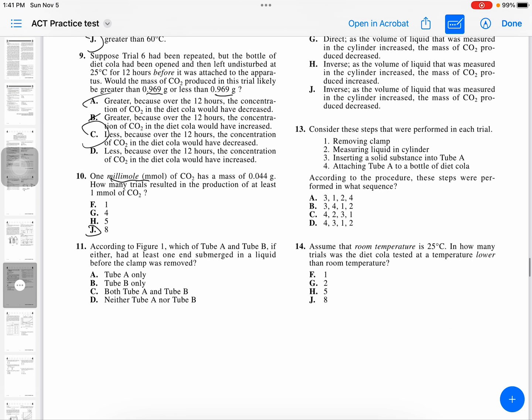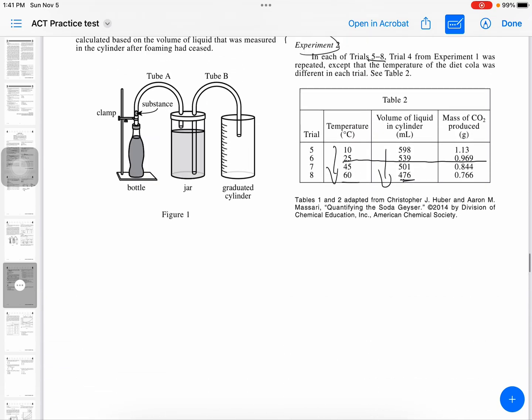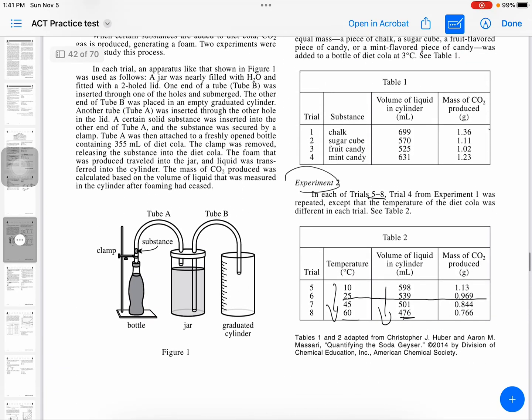It's so easy. According to figure 1, which of the tube A and tube B, if either, had at least one end submerged in a liquid before the clamp was removed? Which had at least one end submerged in a liquid before? Well, we can see here, tube B.